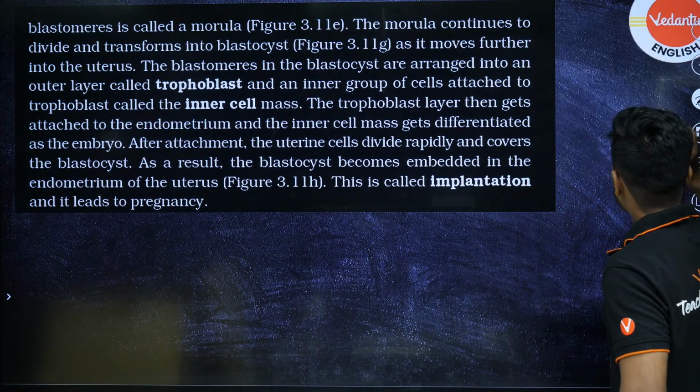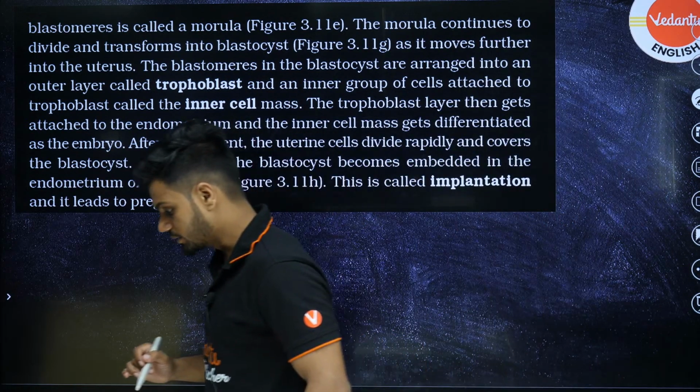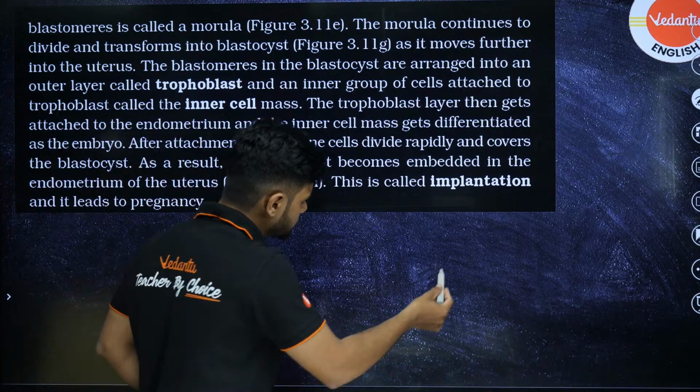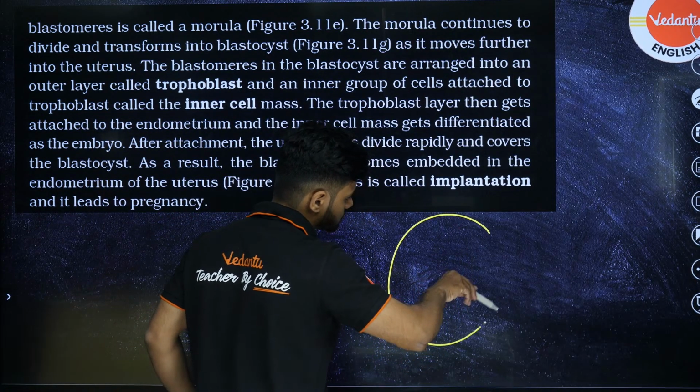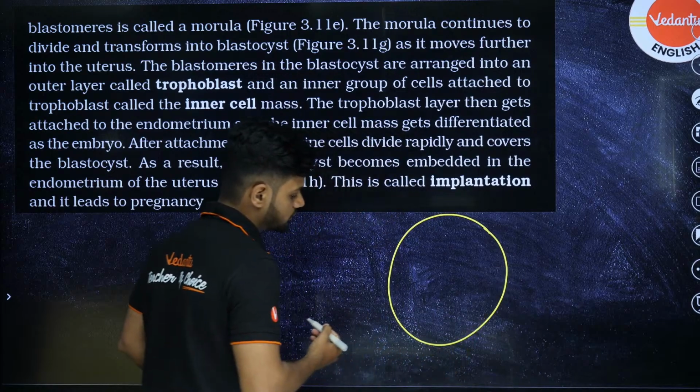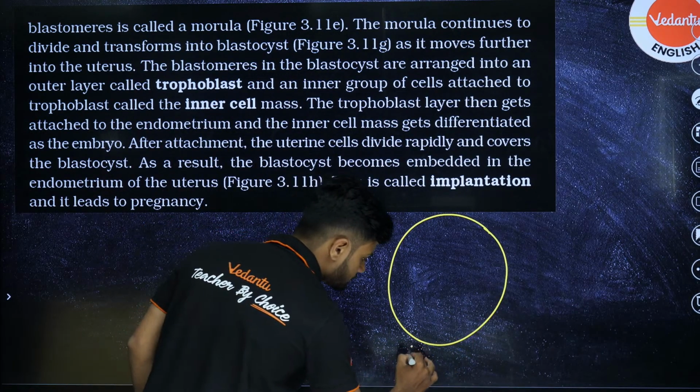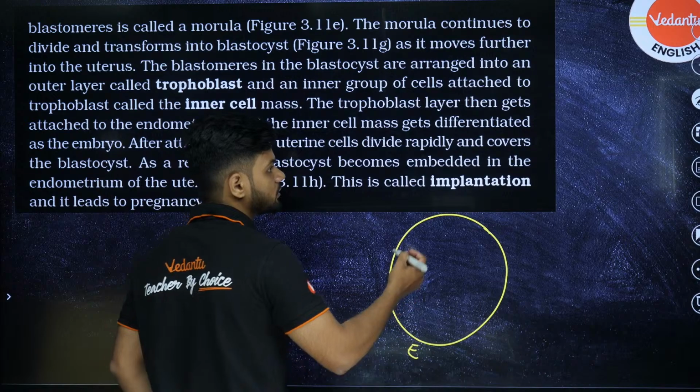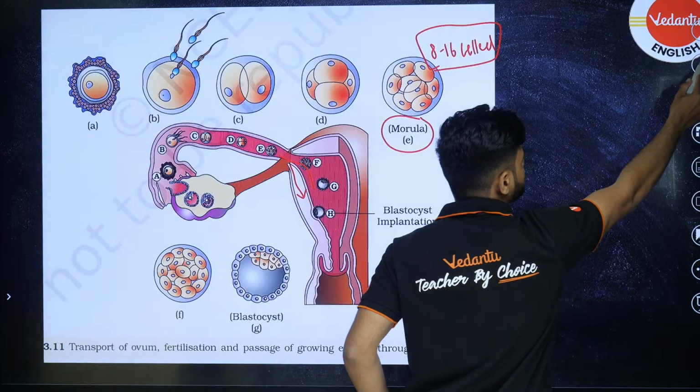Now there is the morula. You have the morula. Now this was the structure of the embryo. Let's call it blastocyst.